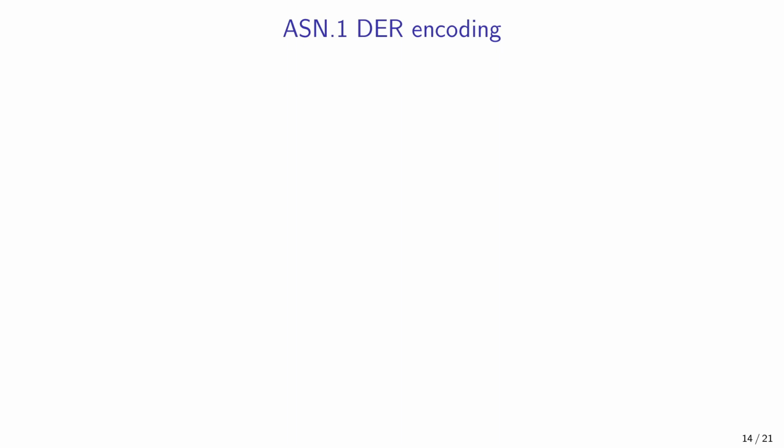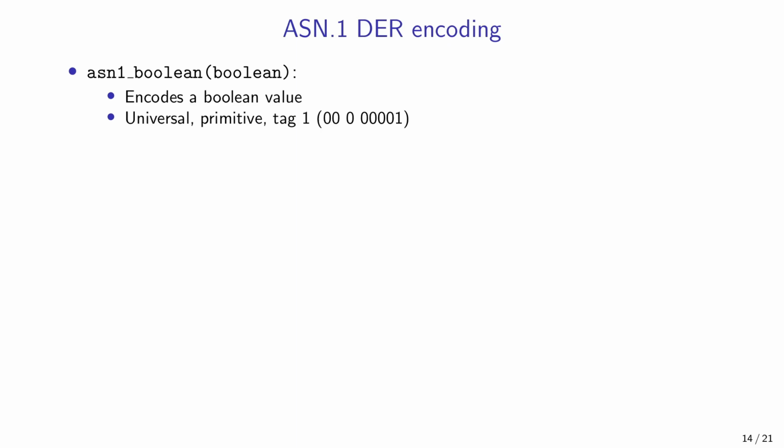Now let's go through the encoding of the values of different ASN1 data types. Let's start with ASN1 Boolean. ASN1 Boolean encodes a Boolean value. The type byte will be 00000001, which corresponds to universal primitive tag 1, because tag 1 corresponds to ASN1 Boolean data type, as you saw a few slides back. The value byte contains 0 byte for false and byte with value 255 to denote true. The encoding of Boolean has already been implemented for you in the homework template.